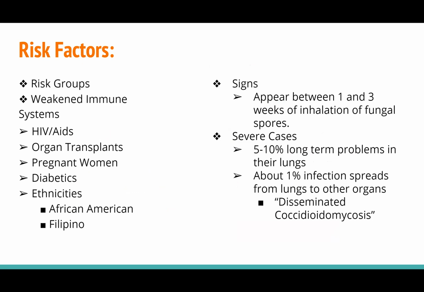And then our next slide shows risk factors. So some common risk groups would be, of course, patients that have weakened immune systems, like patients who have HIV or AIDS, those who get organ transplants, pregnant women, and diabetic patients. And then there's also research that has shown that certain ethnicities, particularly African American and Filipino ethnicities, have a higher risk for coccidioidomycosis disease.